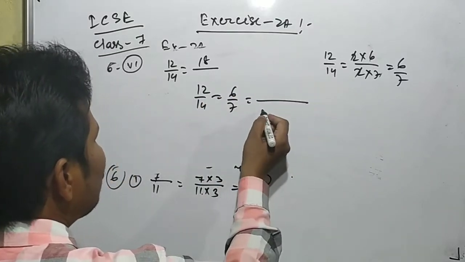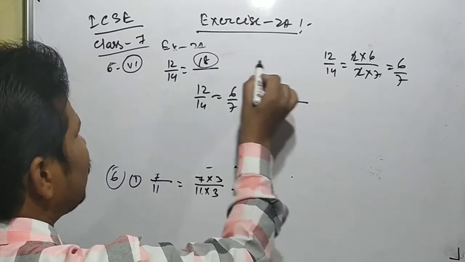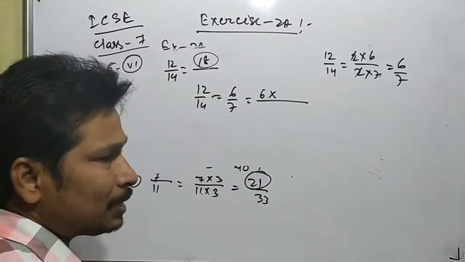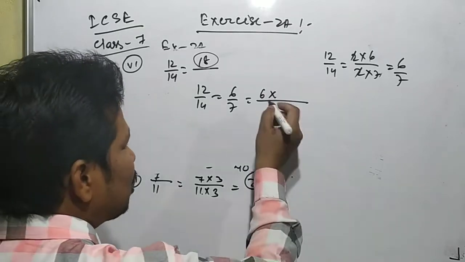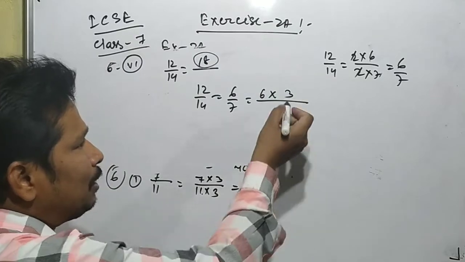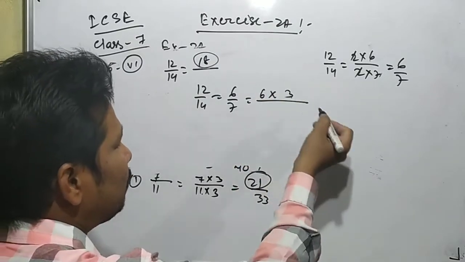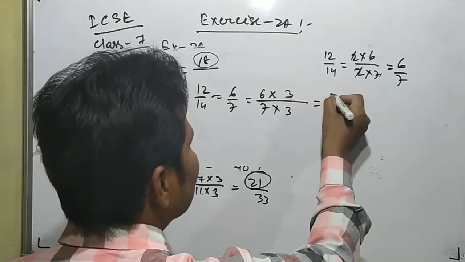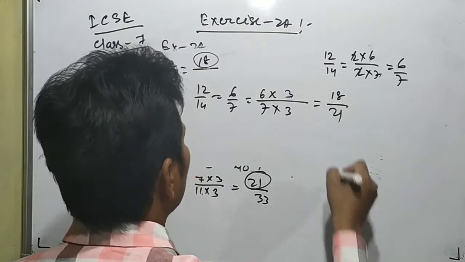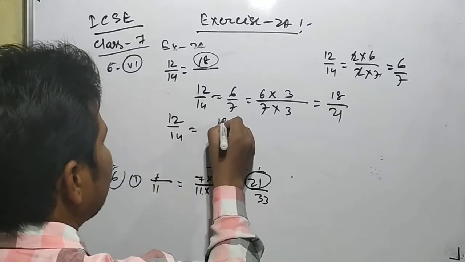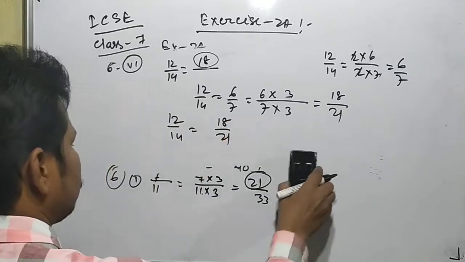And this is equal to how much? We have to make the numerator 18. So we have to multiply 6 by a number such that it becomes 18. How much do you multiply with 6? Definitely the answer is 3. If you multiply the numerator by 3, then definitely multiply the denominator by 3. So 7 into 3 gives our final answer: 18 by 21. So 12 by 14 is equal to 18 by 21.